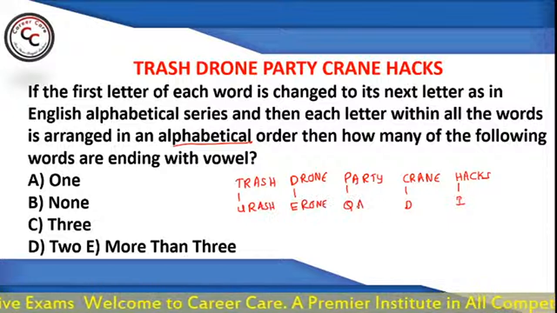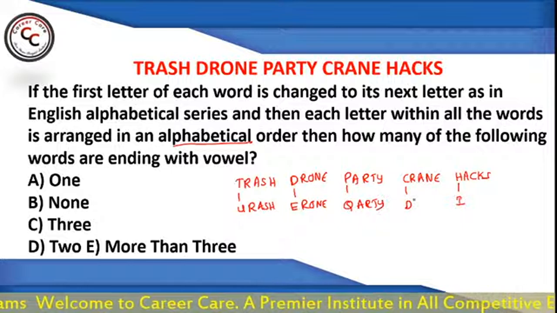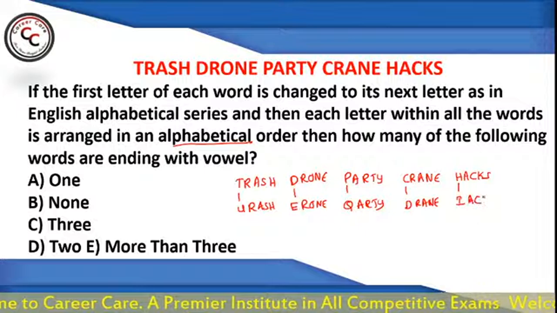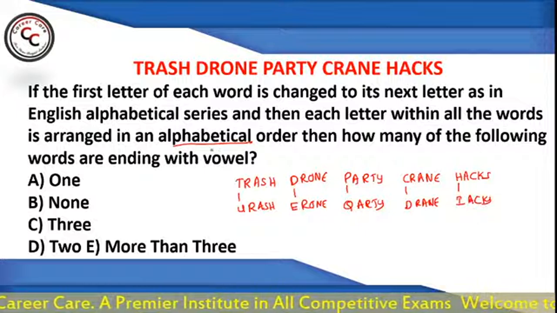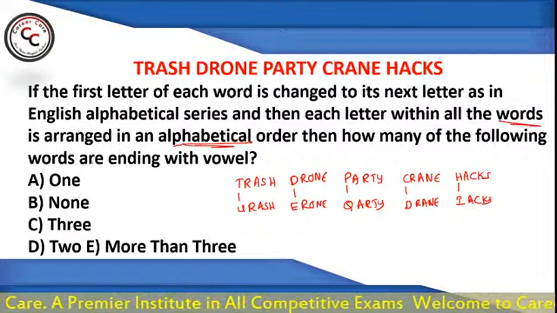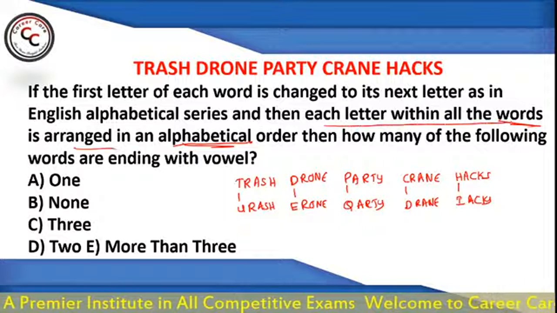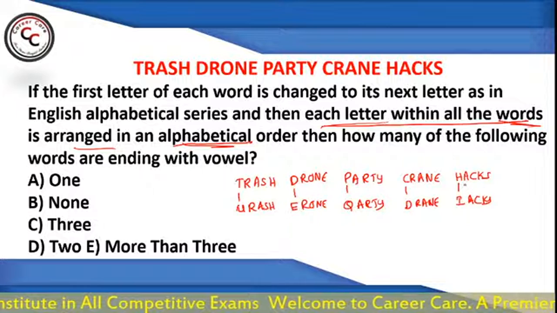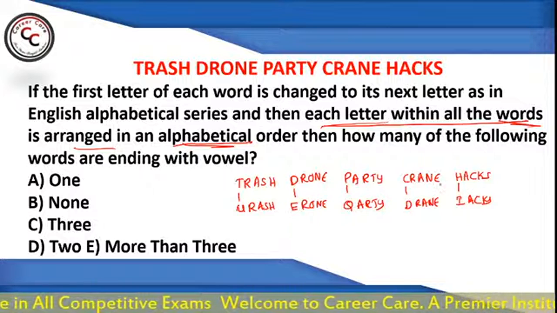ERONE, ARTY. Srilekha is saying option A. Let's see. RANE, ACKS. Simple. Then all the words are arranged, and each letter within all the words should be arranged according to dictionary order. Okay, option A, Balu. Deepika is also saying option A.